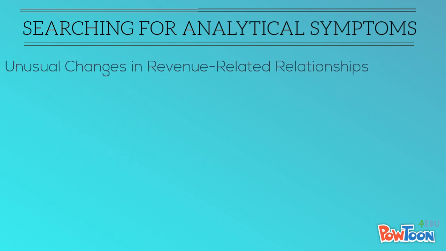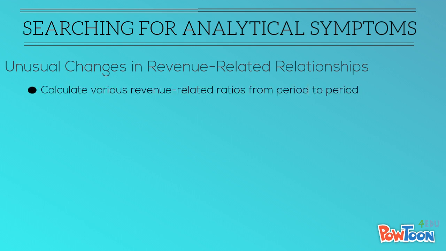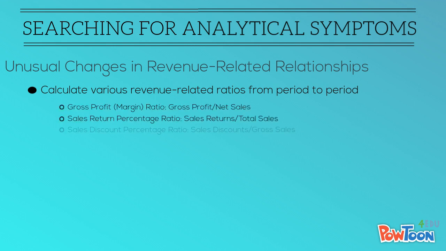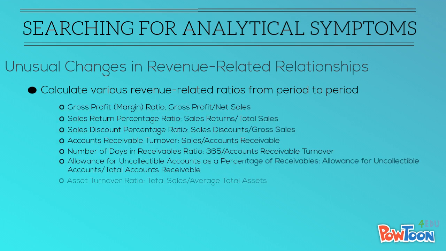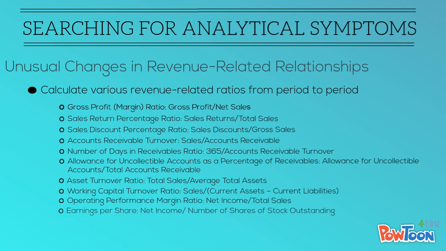There are 2 ways to look for changes in revenue relationships. The first way is to focus on changes in various revenue-related ratios from period to period. The most common ratios used to discover revenue-related analytical fraud symptoms are listed below. The key to using these ratios is to look at changes and speed of changes in the ratio. It is not necessarily about the size and direction of the change.